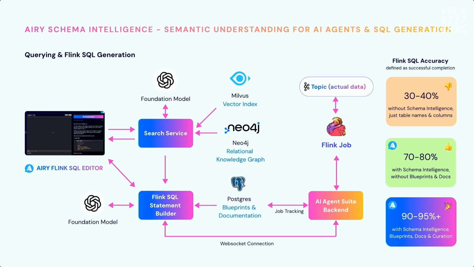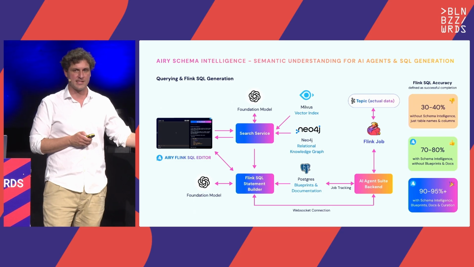So this is without schema intelligence, just the table names and columns. And you can get to 70 to 80% with schema intelligence, but without the blueprints and documentation. And what we see is that with additional curation, blueprints and documentation, and schema intelligence, you get to 90 to 95% of successful completion, which is almost at the level, I would say, where it really makes you much more productive as a data engineer and data professional, and where it's almost as good that you can give it into the hands of a business user.